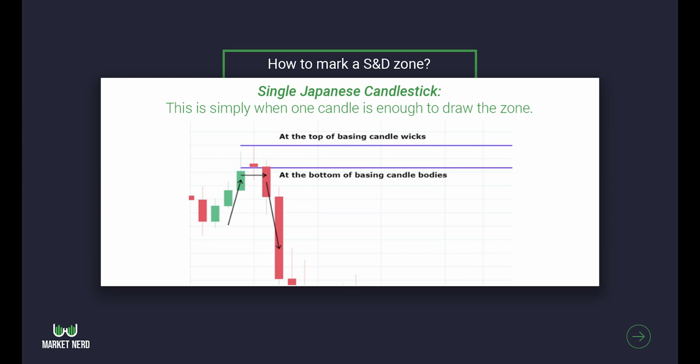In this example, you can see a single Japanese candlestick. This is simply when one candle is enough to draw the zone. Two candlesticks together often form a classic Japanese candlestick pattern, like a hammer or a shooting star, or bullish and bearish engulfing candlestick patterns.